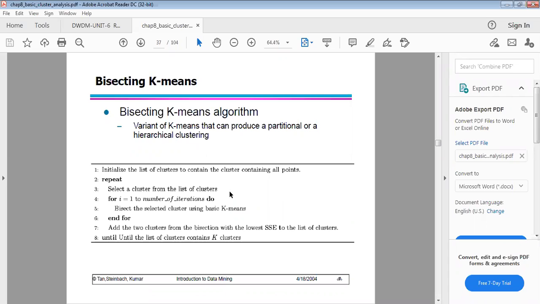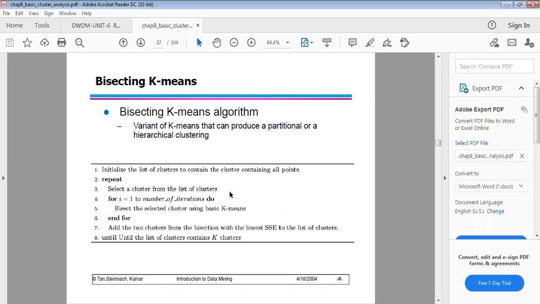Just now we discussed the k-means algorithm. Now we discuss bisecting k-means, where again you have to divide. In the bisecting k-means algorithm you have 8 steps, whereas in the k-means algorithm you have only 5 steps.